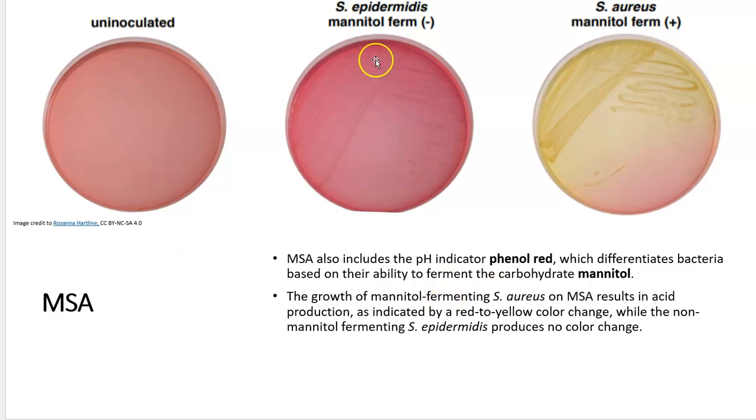So again, with something like Staphylococcus epidermidis, it's going to grow because of the high salt concentration. However, it does not ferment mannitol, which means acids do not get released, which means the pH does not go down. And because the pH doesn't go down, the color shift doesn't happen and the growth just remains pink. But in cases where mannitol is fermented, for example with Staph aureus, those acids would be released, the pH would go down, and that pH indicator would shift to yellow.